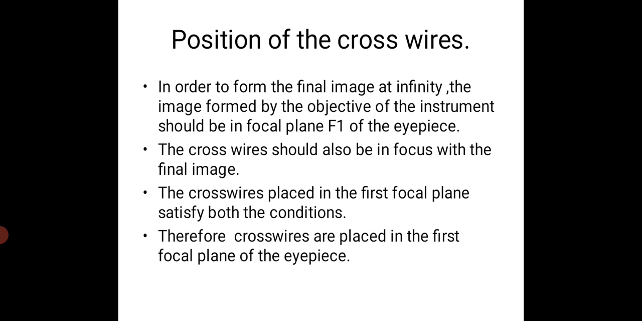In order to form the final image at infinity, the image formed by the objective of the instrument should be in the focal plane f1 of the eyepiece. The cross wires should also be in focus with the final image. The cross wires placed in the first focal plane satisfy both conditions. Therefore, cross wires are placed in the first focal plane of the eyepiece.